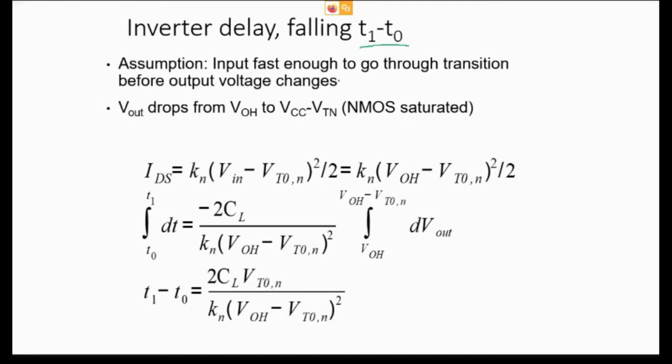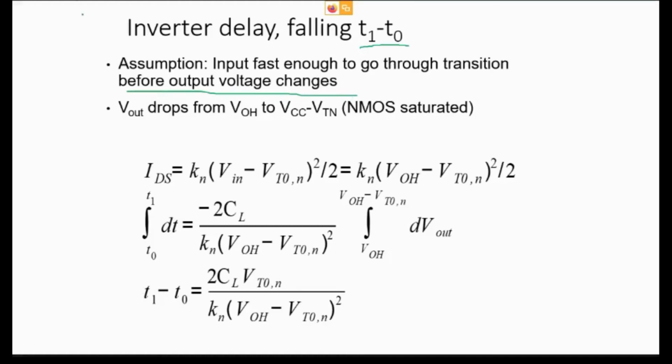Assumption: the input is fast enough to go through the transition before the output voltage changes. That is what we are talking about, that your input is a perfect square wave with infinite slew rate, but that is not possible. For simplicity, we assume that the input changes instantaneously without taking any time. That is not possible physically.